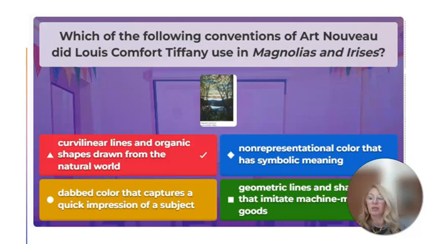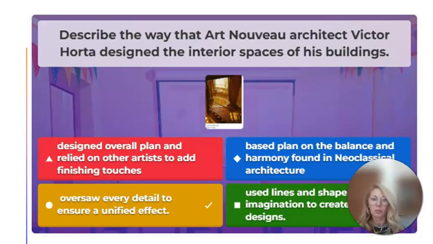Which of the following conventions of Art Nouveau did Louis Comfort Tiffany use in Magnolias and Irises? Curvilinear lines and organic shapes drawn from the natural world. Remember, that's almost the definition of Art Nouveau. Okay, next question. Describe the way that Art Nouveau architect Victor Horta designed the interior spaces of this building. He oversaw every detail to ensure a unified effect.